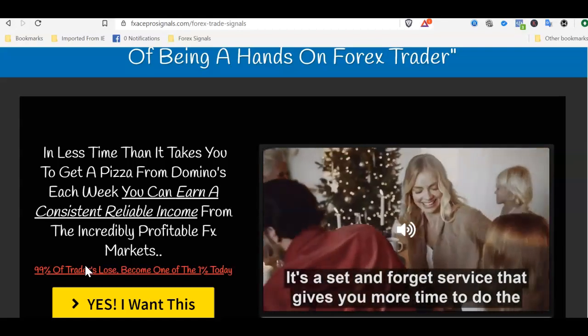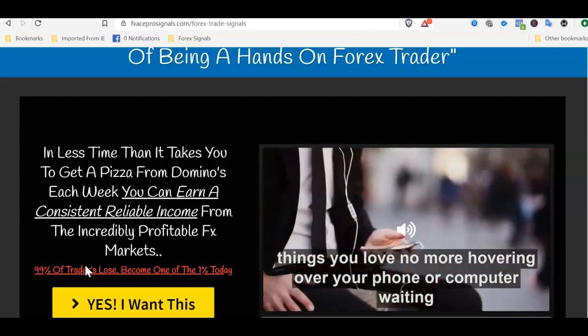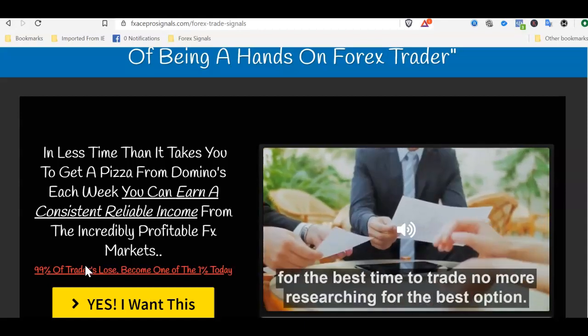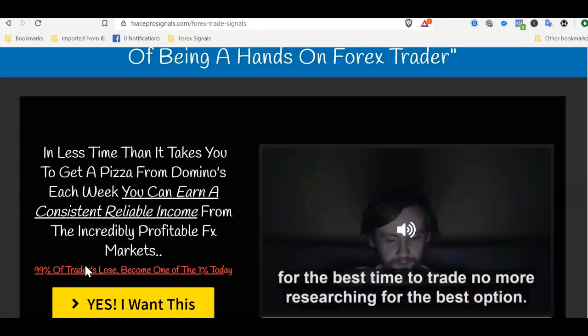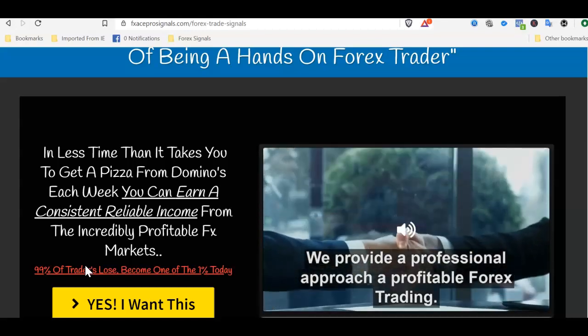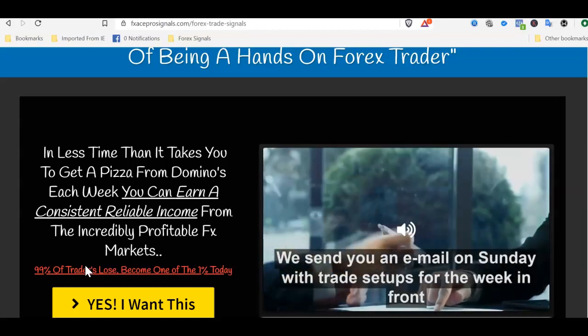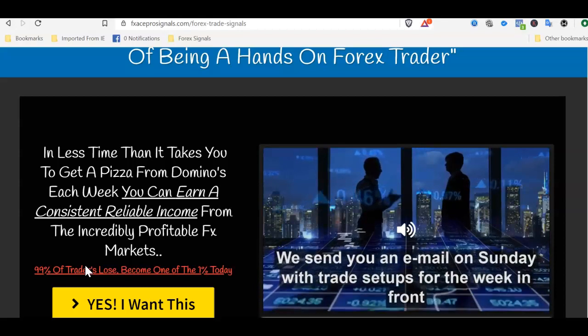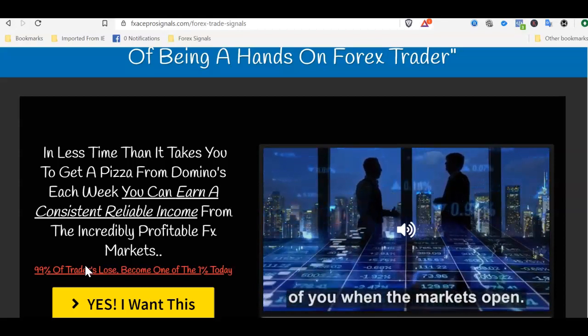So if you took the signals last week, it was on the Swiss franc, Japanese yen, and Aussie Kiwi. They were the free signals, and you should have made around 200 pips between those two pairs. They were two great setups. So this week we're going to be trading the AUDUSD.